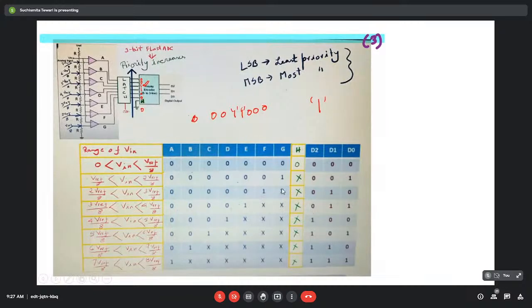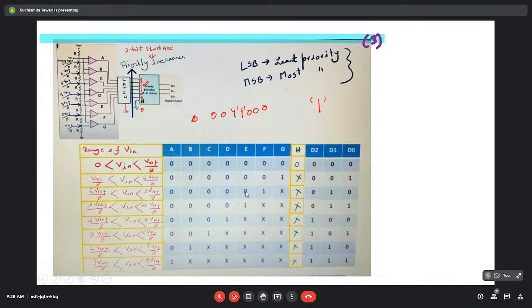We don't care what is the value of G and obviously H. It may be 1, maybe 0. We don't care. Why don't we care? Because G has got lesser priority compared to F. Now F is 1. F has got the highest priority among these two. So we will consider F. And what is the corresponding digital signal for that? It is 0, 1, 0.